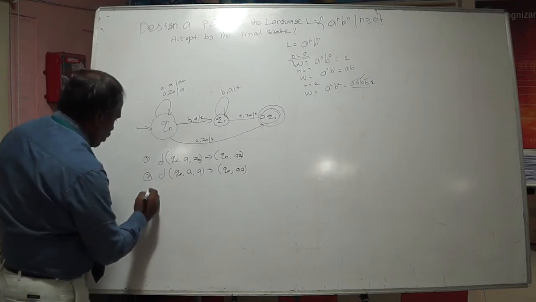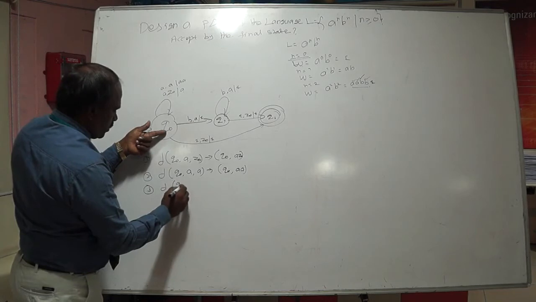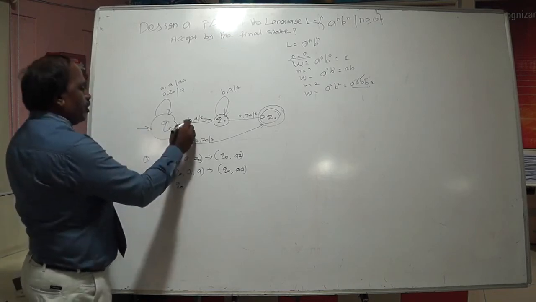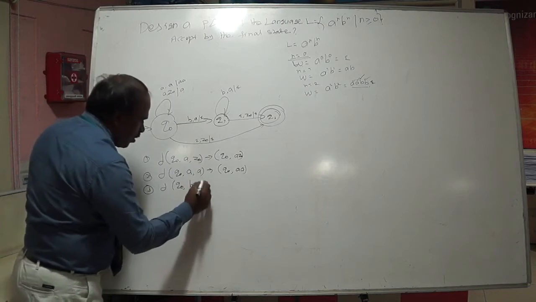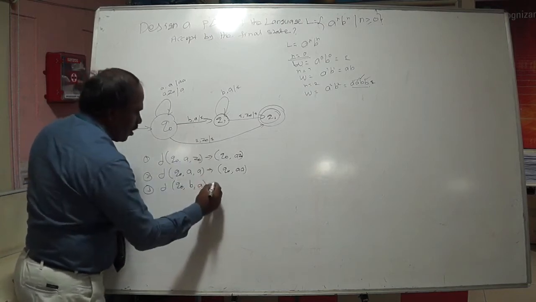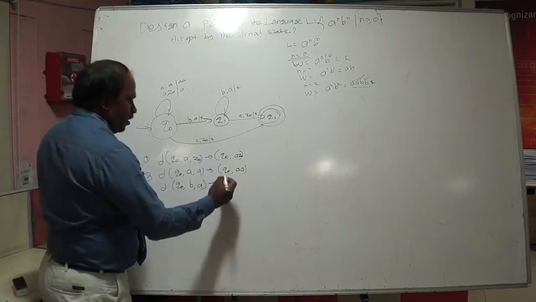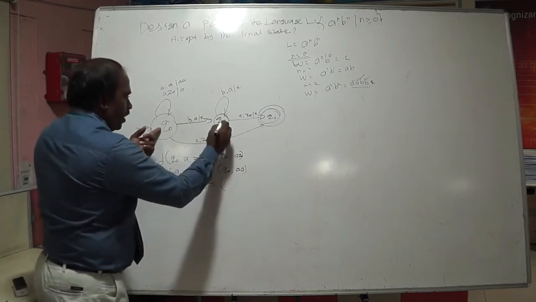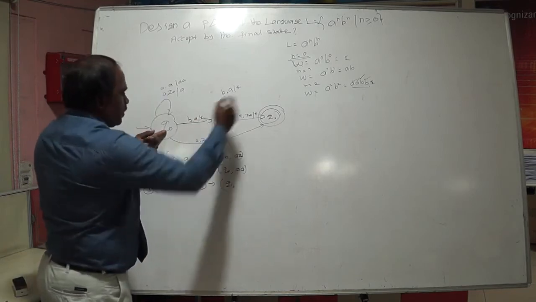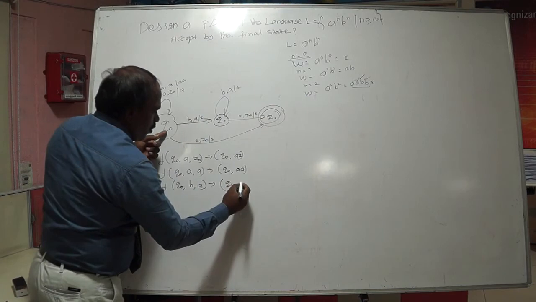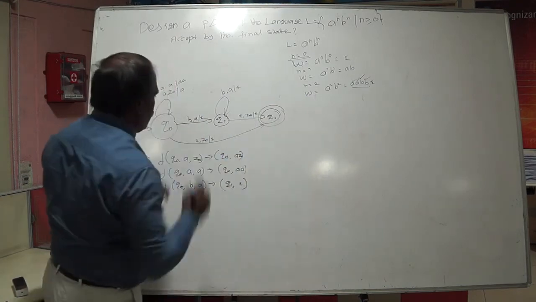Next, the third one: Q0 is the present state. If you are giving input symbol B, the stack symbol is A. If it is so, the output is epsilon, which means pop one symbol from the stack. It goes to Q1, the next state is Q1. One symbol you have to remove from the stack. This is called epsilon. So epsilon means you have to remove one symbol from the stack. That is called the second operation.